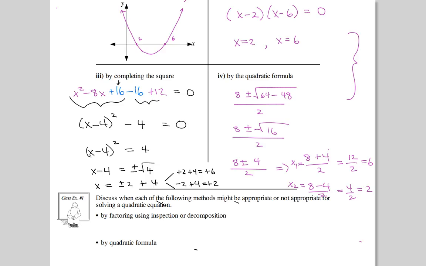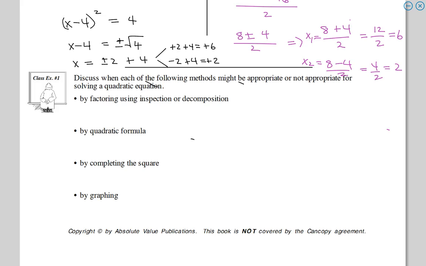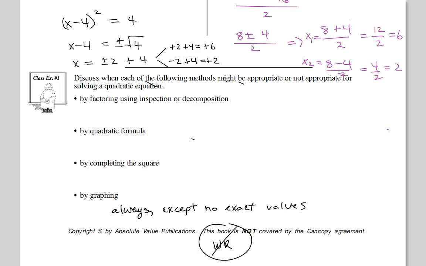The only thing the calculator won't give you is the exact values, especially if it's irrational. But the calculator gives you a nice place to start. And then completing the square depends how much you like that strategy. Oh, so that's what we were just doing here. So graphing, always, except no exact values. So do not do this in your written response. That says don't do it in the written response for graphing. Completing the square is powerful.